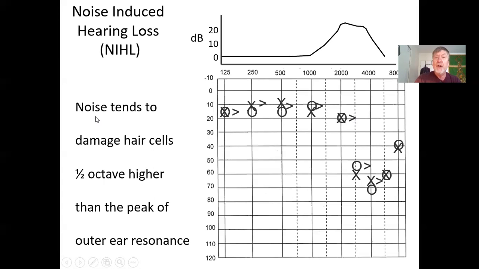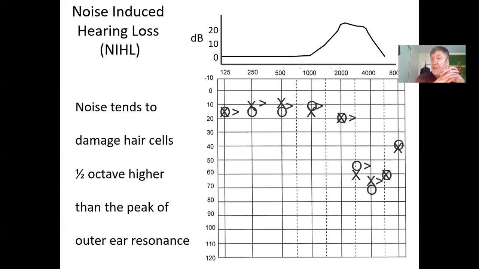And what does it say here? Noise tends to damage hair cells a half an octave higher than the peak of outer ear resonance. So if you shift this resonance up, about to the right, a half an octave and flip it down, you're going to get this. Noise-induced hearing loss.